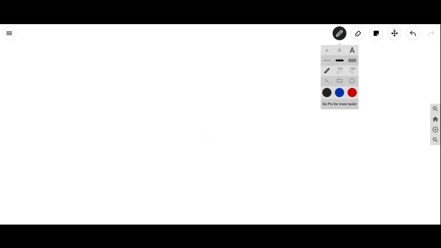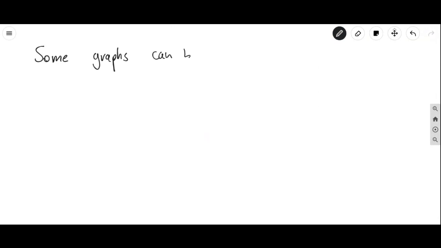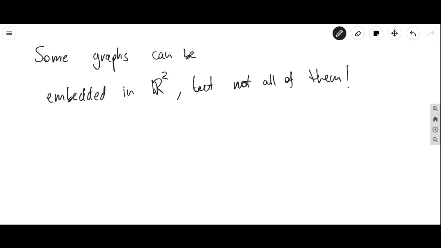So some graphs can be embedded in R2, but not all of them. So the classic example, this is the classic example. This is the K33 graph. So what's the K33 graph?